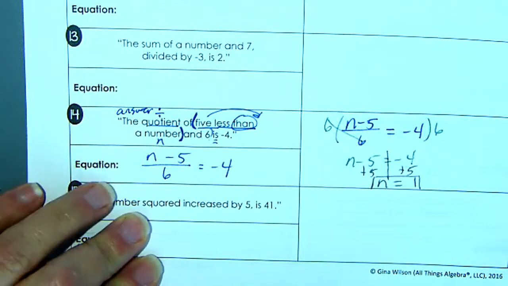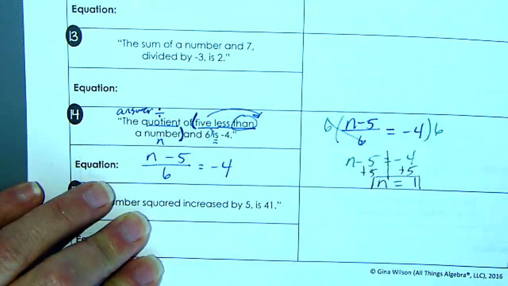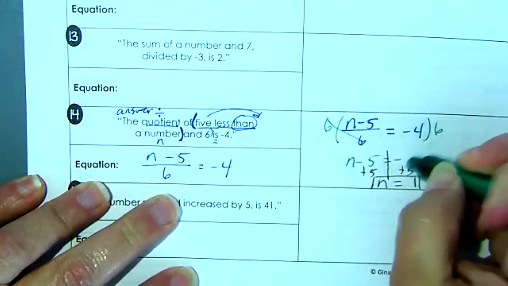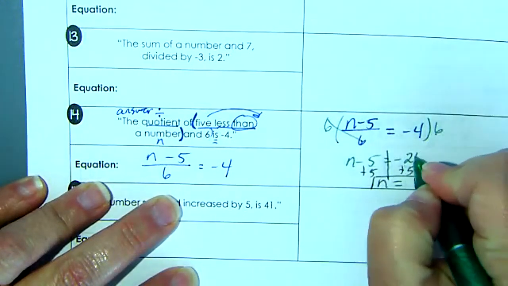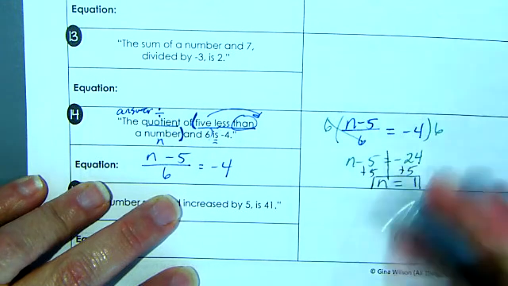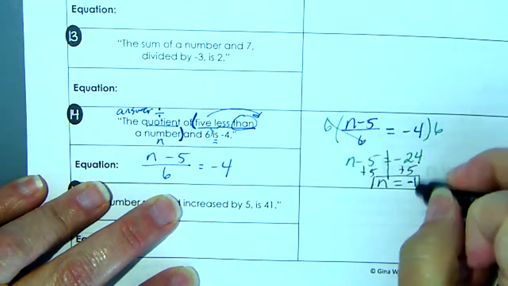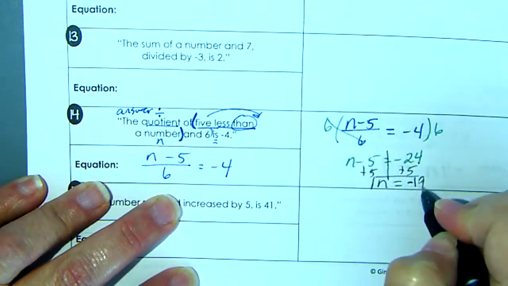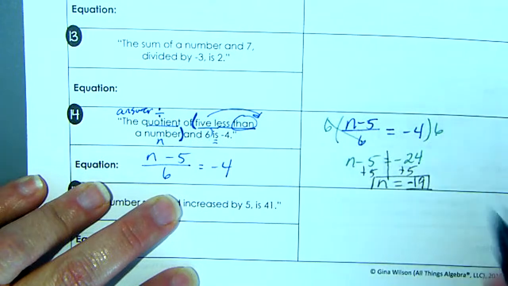No, I don't, because I didn't multiply. Wilson does make mistakes. This is -24, which is going to make this a -19. It didn't seem right.